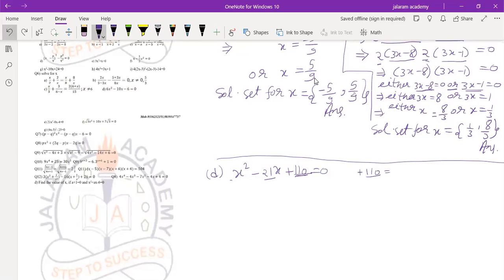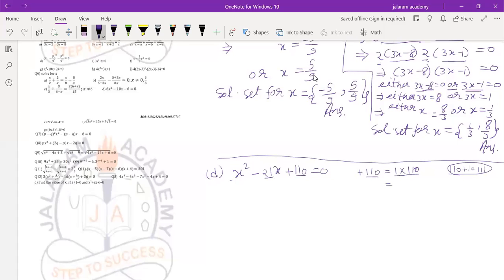Yes, sir. First we start writing it. First we will use 1. 1 into what equals to 110? 1 into 110. Now this is one pair of factors. So if we add these two factors, 110 plus 1 equals 111. But we have to bring the sum of factors to 21.